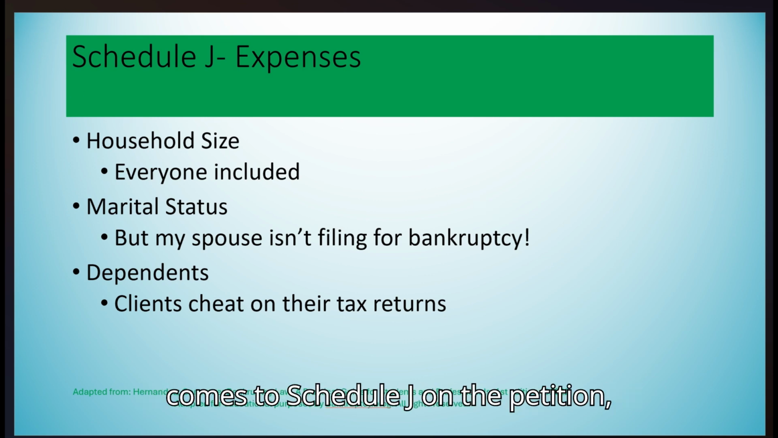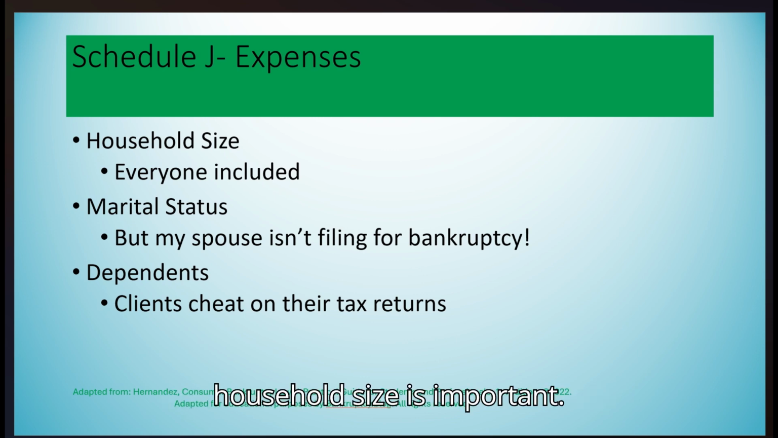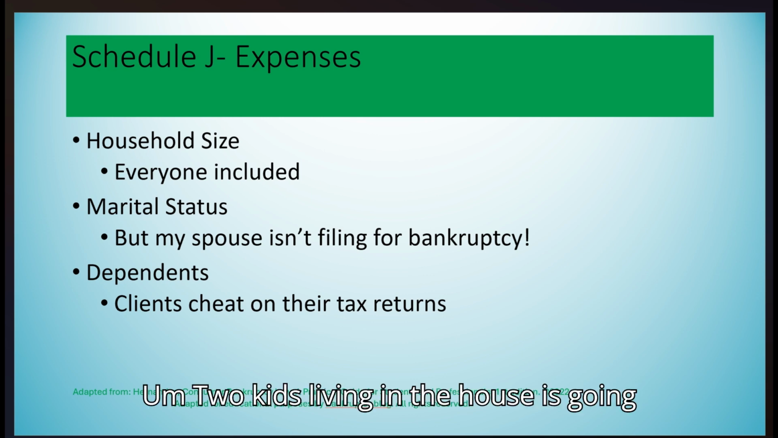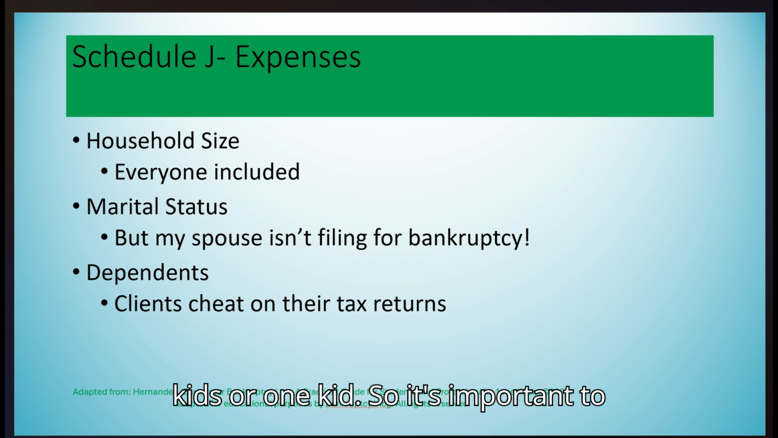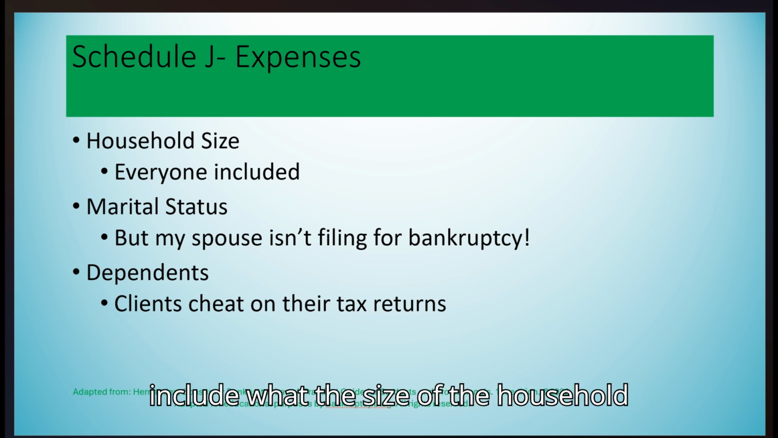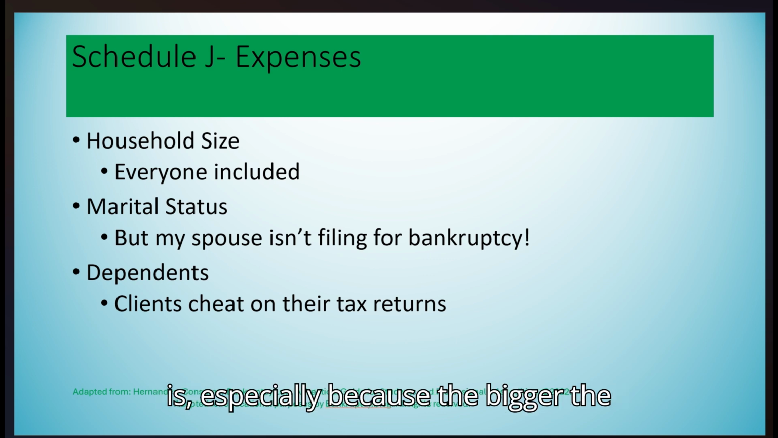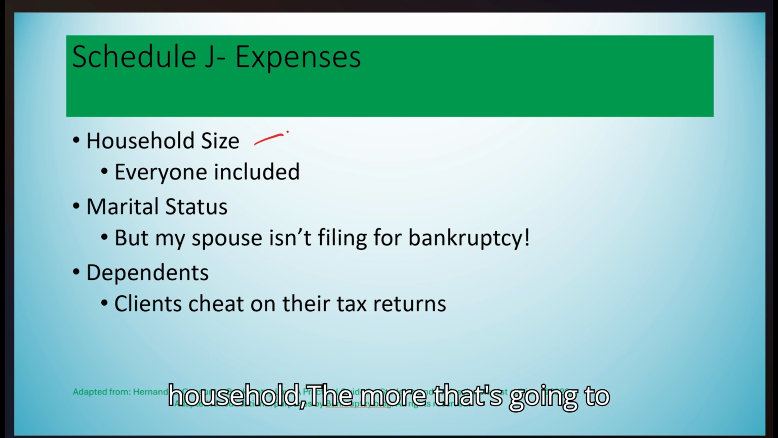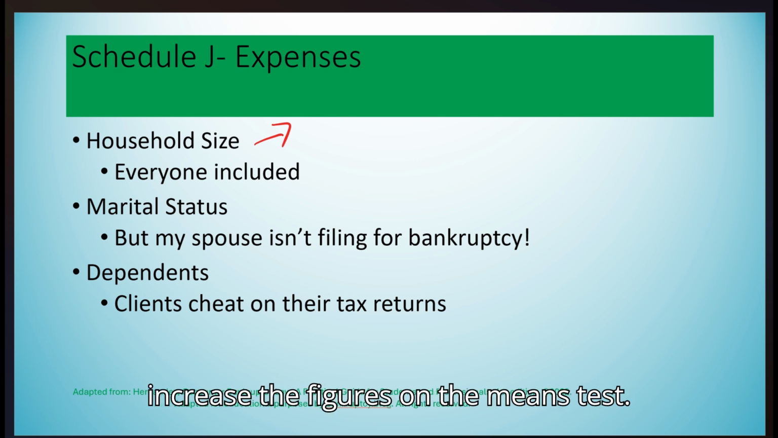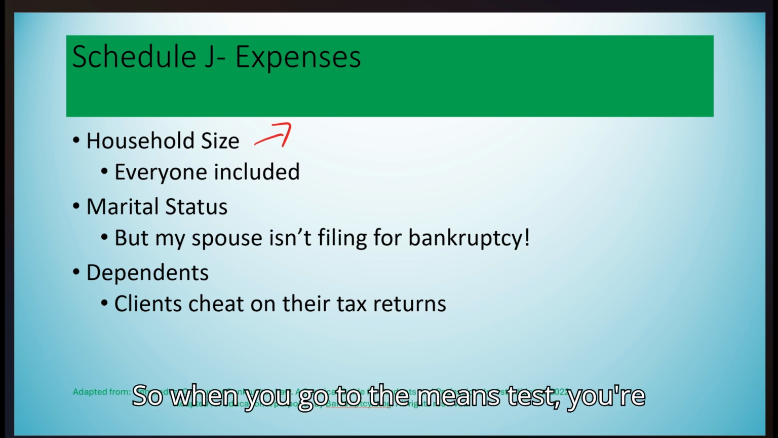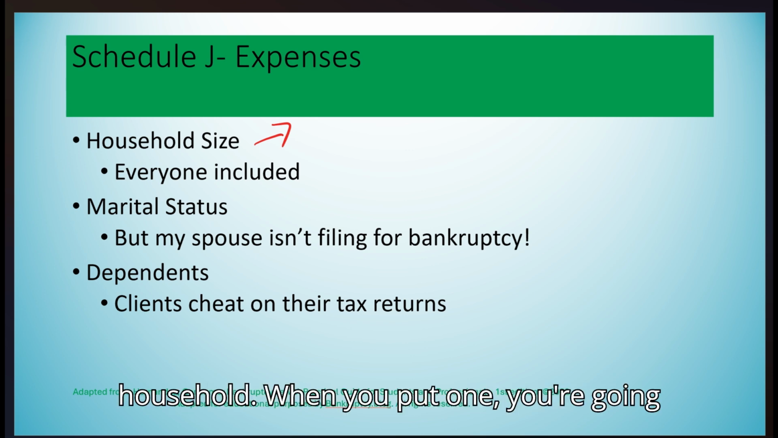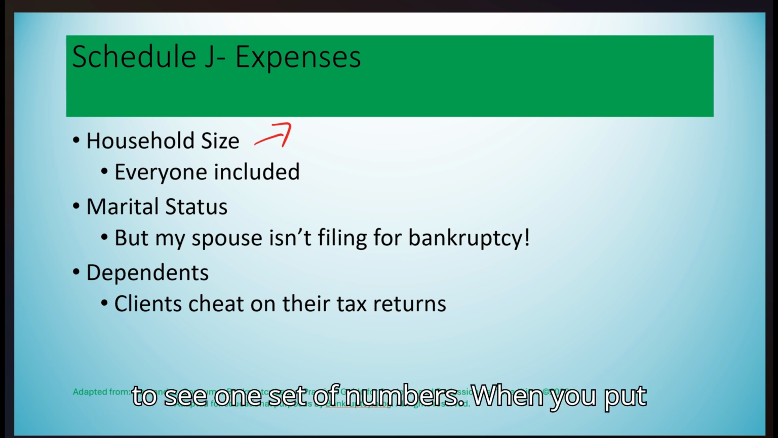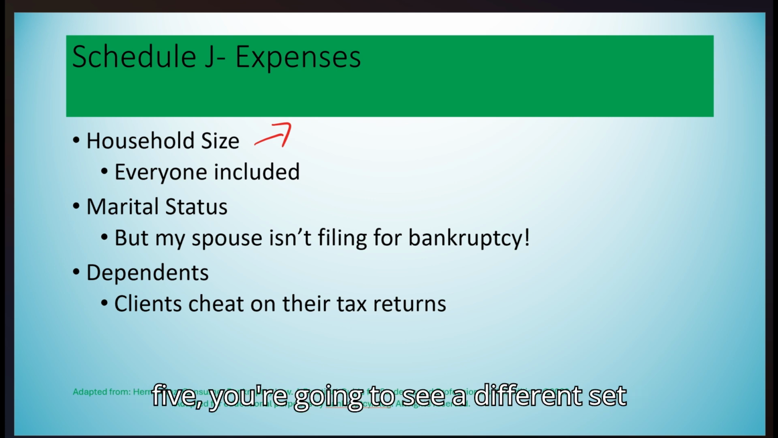Now, when it comes to Schedule J on the petition, household size is important. Two kids living in the house is going to be higher household expenses than no kids or 1 kid. So it's important to include what the size of the household is, especially because the bigger the household, the more that's going to increase the figures on the means test. So when you go to the means test, you're going to see there's a section there where it says how many people in the household. When you put 1, you're going to see one set of numbers. When you put 5, you're going to see a different set of numbers.